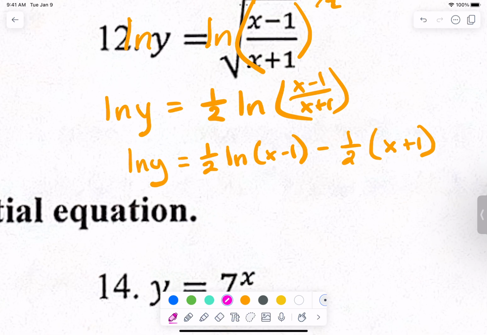The half goes away, right? No, it stays. Are we just writing the y, or do we have to put the dy dx? You can just put y. So this one becomes 1 over x minus 1? No, 1/2 times 1 over x minus 1, because the derivative of x minus 1 is just 1. And then minus another half.